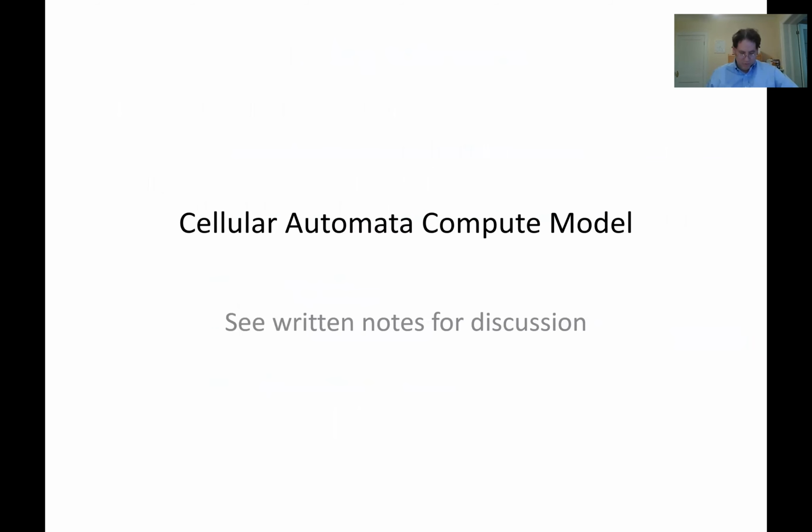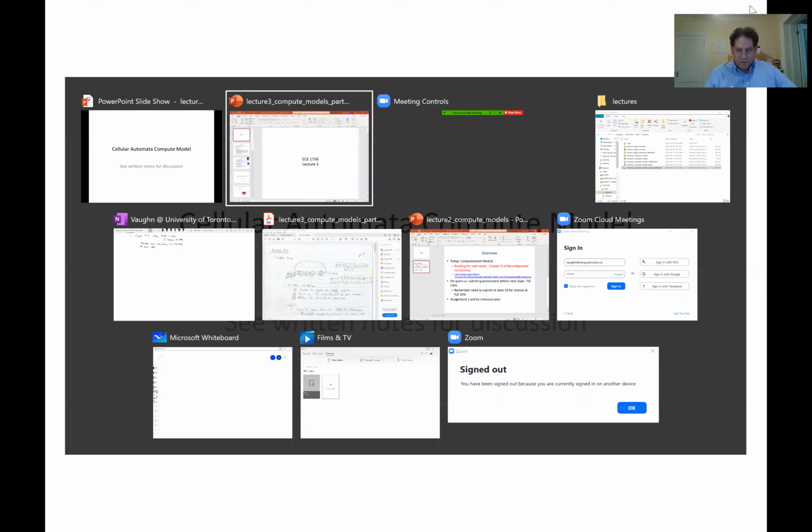Let's see. So I'm going to switch to the tablet view and write some notes. We're not going to use PowerPoint very much for this lecture or for the first few lectures. Later on, we'll use more PowerPoint.